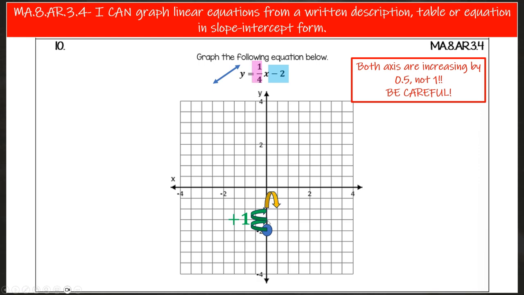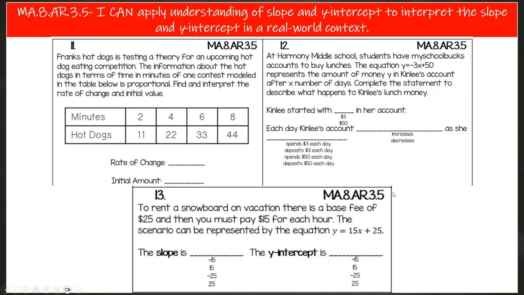To go over 4, I'm really going to have to go over 1, 2, 3, 4, 5, 6, 7, 8. I have to go all the way over here in order to have a slope of 1/4. Then I connect my dots with my line, and there is my equation graphed. So you're going to look for the correct y-intercept and look for the correct slope, and you'll have the correct graph.